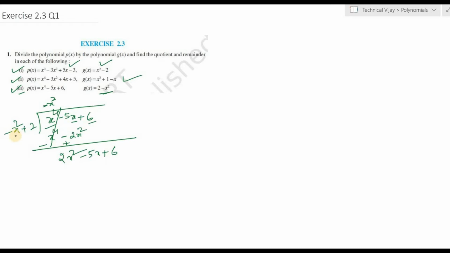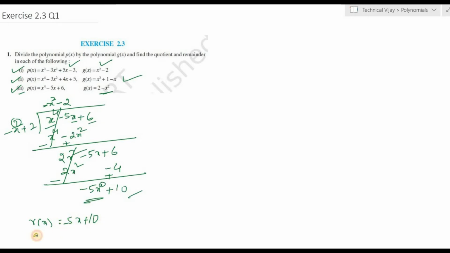So now 2x square, here minus x square is there, so we will take minus 2, so that it will become plus 2x square. Okay, minus 2 into plus 2 is minus 4. Okay, this is minus, this is plus, so this is cancelled. So here minus 5x, okay, plus 10. Now the degree of this one is less than the degree of the divisor, so now the division stops here. Here r of x is equal to minus 5x plus 10, and q of x is equal to minus x square minus 2.